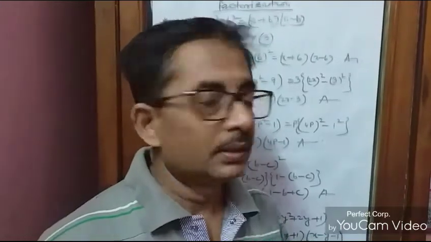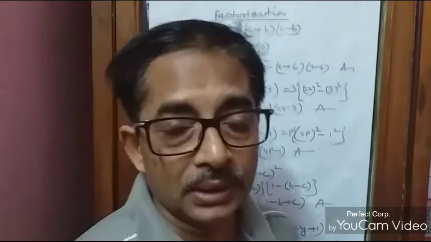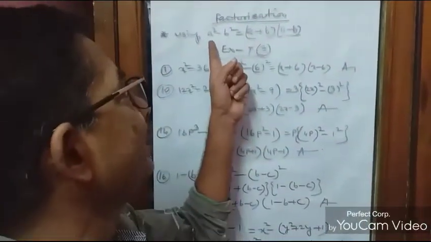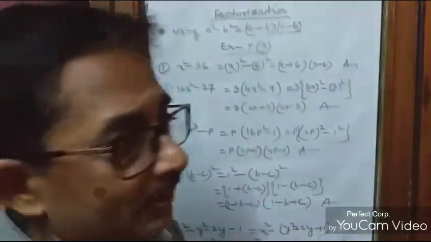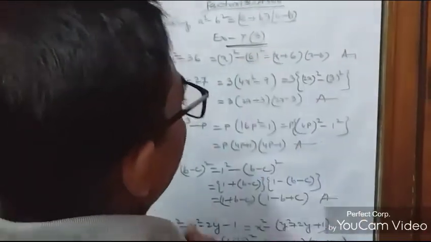Hello students, this is the continuation of the factorization chapter. Here we will learn the process of applying the a square minus b square formula, that is a plus b into a minus b. Just go directly to exercise 7b.